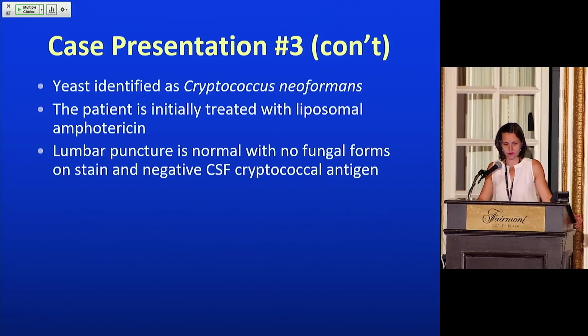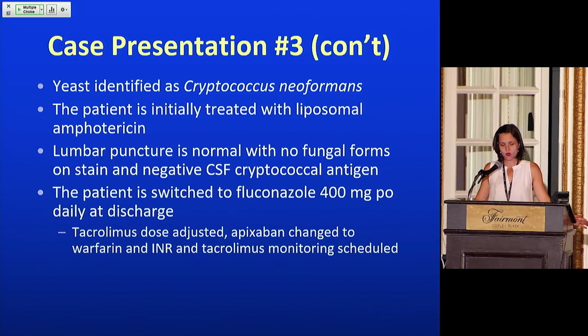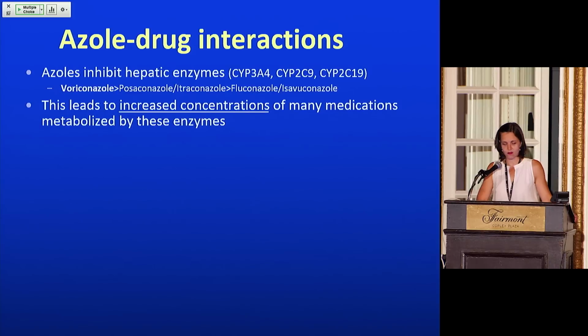So back to the case, yeast is identified as Cryptococcus. The patient's treated with liposomal amphotericin. Lumbar puncture is normal, so he doesn't have meningitis. So he's switched to fluconazole at discharge, and his tacrolimus is adjusted. Apixaban is changed to warfarin, and he has INR and tacrolimus monitoring scheduled. And it's this last line that's really important that I want you to remember.